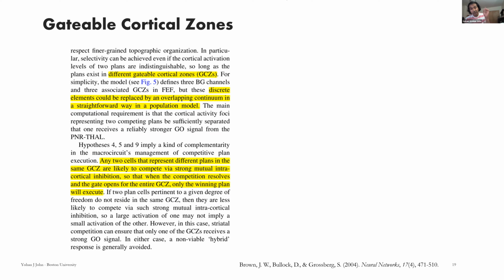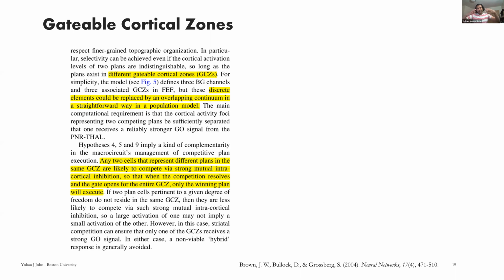So it's like saying that department wins. I don't care who in the department is going to do the job, but one of them is going to. You guys sort it out among yourselves. That's basically what's happening here. If 2 plans pertinent to a given degree of freedom do not reside in the same GCZ, then they are less likely to compete via such strong mutual intracortical inhibition. So a large activation of one may not imply a small activation of the other. However, in this case, striatal competition can ensure that only one of the GCZs receives a strong go signal.